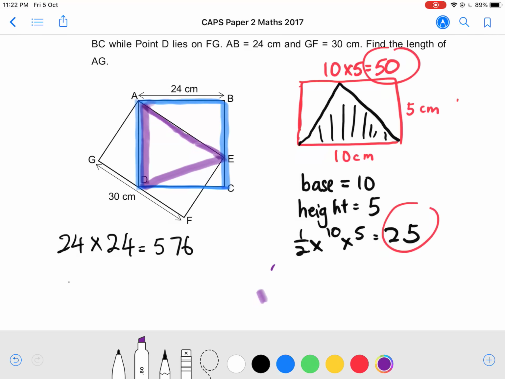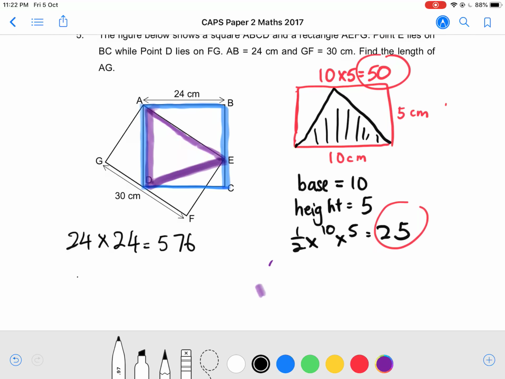Interesting, huh? In case you're wondering, why did I have an imaginary line at DE? Because once I draw out the imaginary line DE, do you realize that the purple triangle has a base of 24 as well as a height of 24? Right? So that purple triangle is actually also the same as half times 24 times 24, which is going to give me 288. Alright, 288 refers to the triangle here.